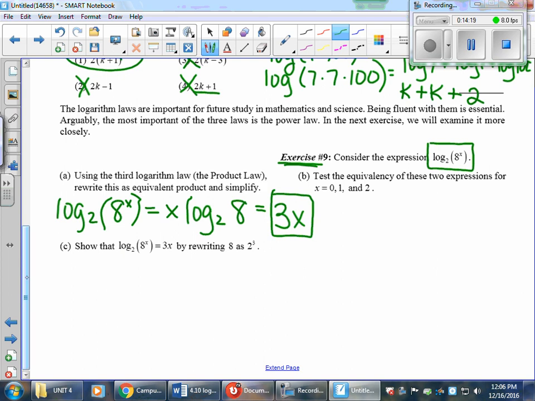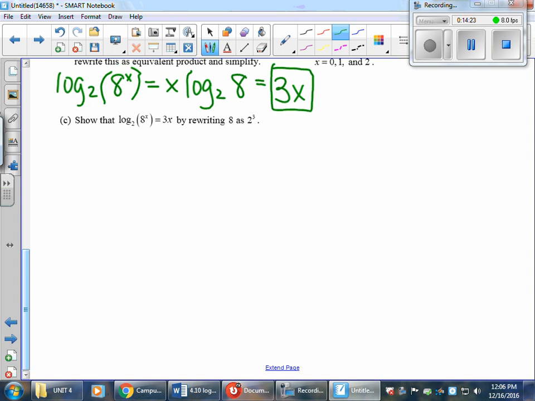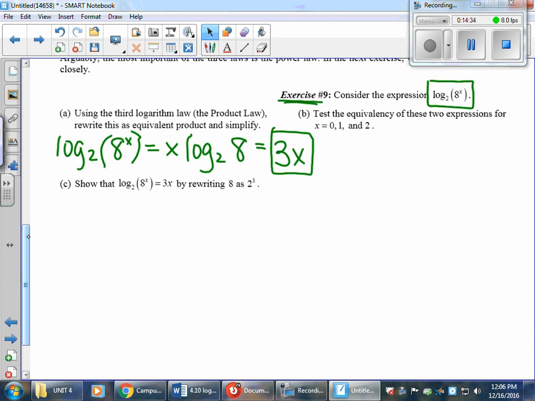And moving on to C, just going to slide up a little bit. Show that log base 2 8x is equal to 3x by rewriting 8 as 2 to the third. Oh, we already did that, so we don't even need to do that part. So we kind of incorporated A and C together, which we're okay with.